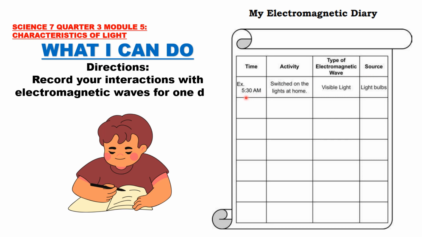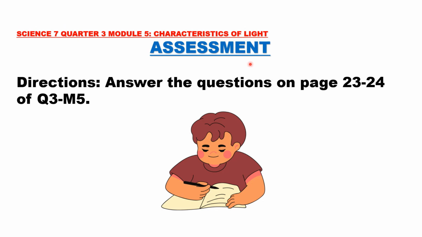So, for example, at 5:30 a.m., you switch on the lights at home. So, the type of electromagnetic wave that you encountered is visible light. At ang source nito ay light bulbs. So, sa mga susunod na mga rows, ilalagay ninyo kung paano kayo nagkaroon ng interaction with electromagnetic waves. Next, assessment. Answer the question on pages 23 to 24 of Quarter 3, Module 5.